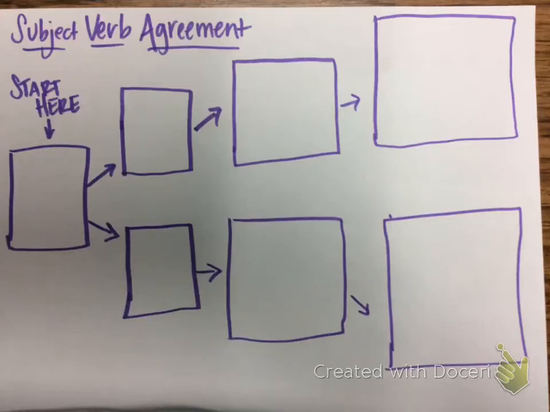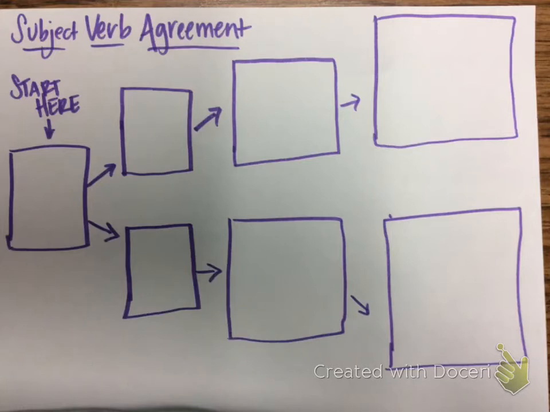All right, today we're going to talk about subject-verb agreement. Remember that a subject is the person, place, or thing that is completing or doing the verb. When we're talking about subject-verb agreement, we're talking about verbs that are in the present tense. We're not talking about past tense. We're not talking about future. We're talking about present tense verbs.